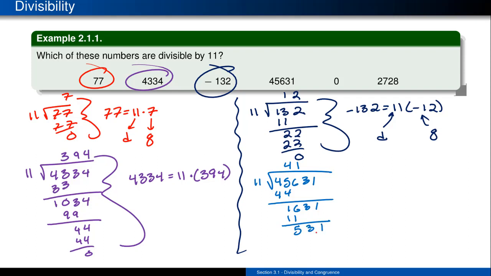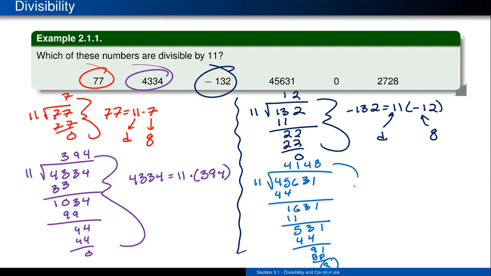What's going to happen is that 11 goes into 53 4 times, picking up a 44. And then what's going to be left at the end of the day here is a 9 and a 1. 11 goes into 91, I guess 8 times, to introduce the 88. And then at the end of the day, you can see that I'm going to have a non-zero remainder in this case. I end up with a remainder of 3.